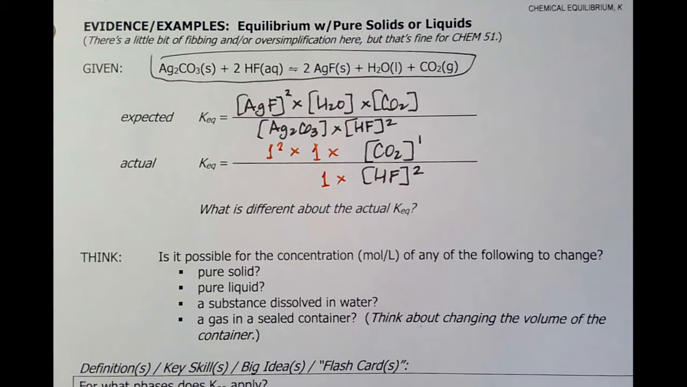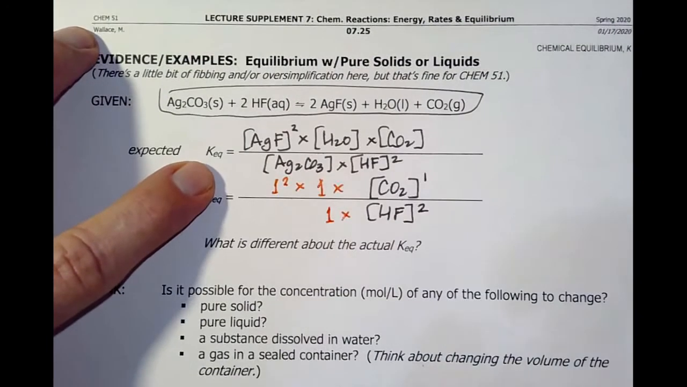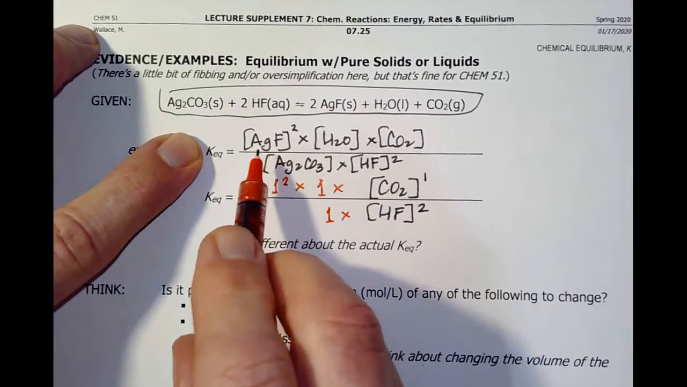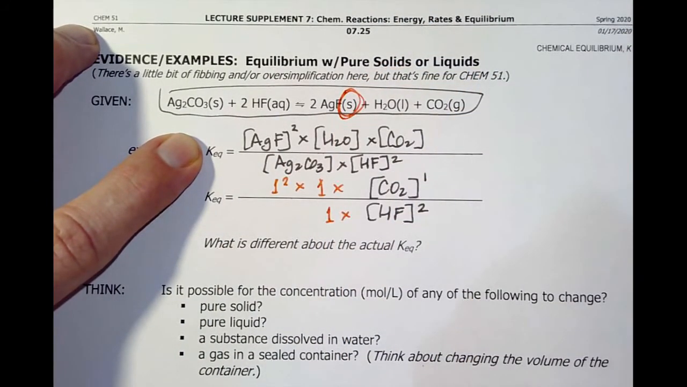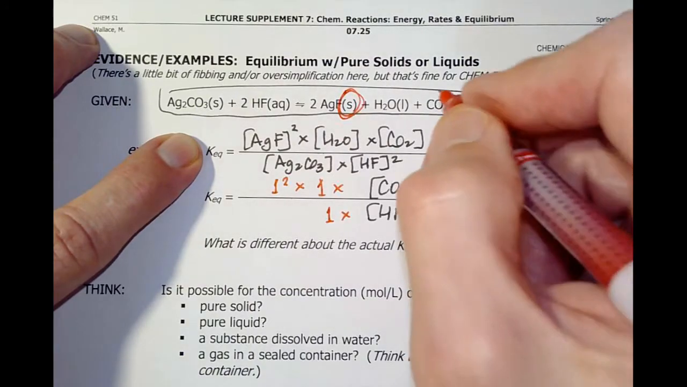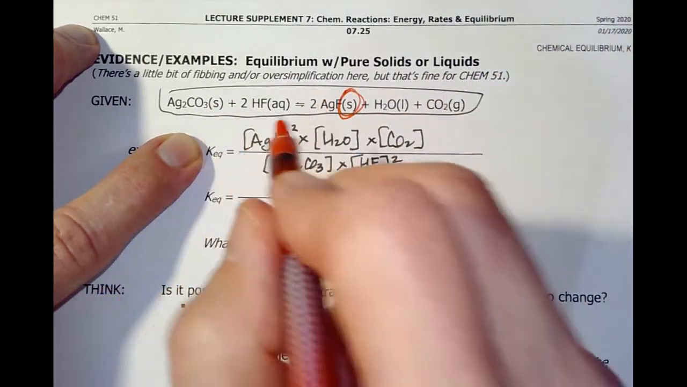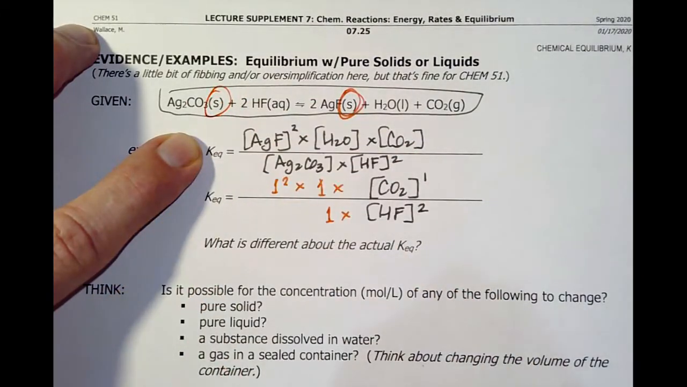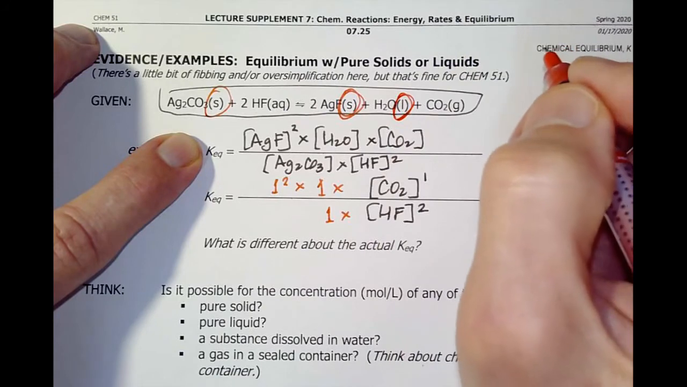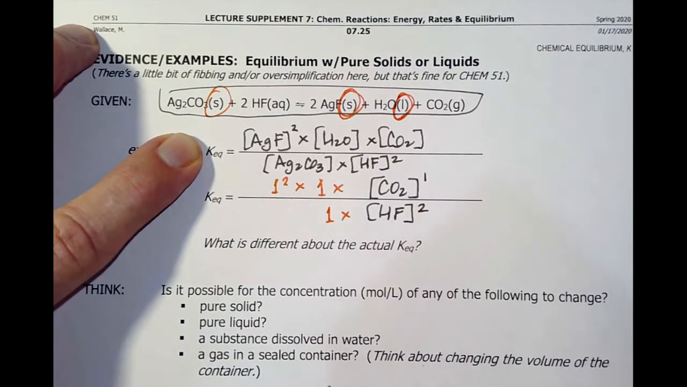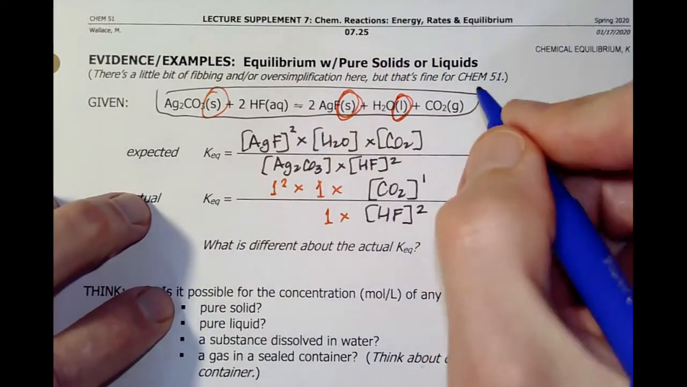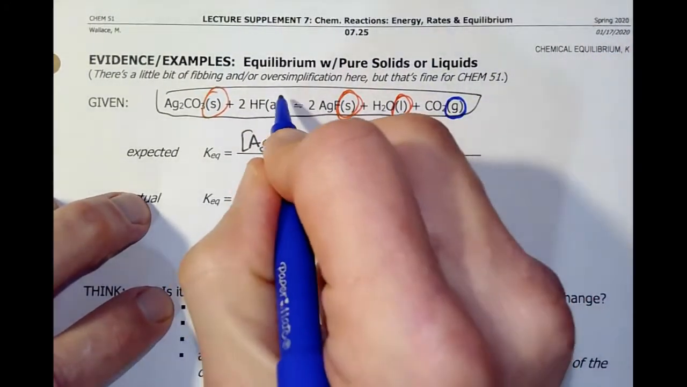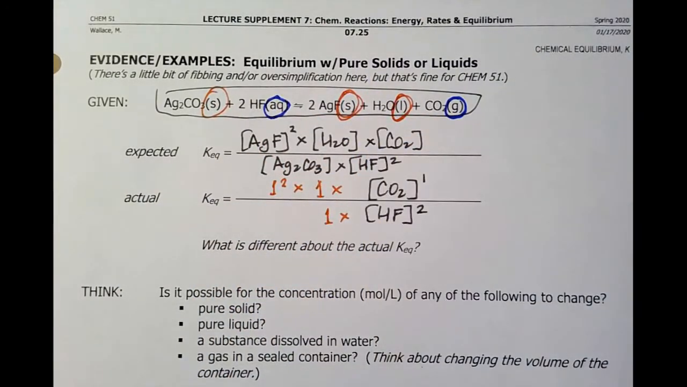And say, well, wait a minute, 1 squared, what do these have in common? Well, if I look at the Ag or the AgF, it's a solid. Let's look at this one. Ag2CO3 is a solid, and I plugged in 1s. Water's a liquid. I plugged in 1. The only things that showed up in my equilibrium expression were aqueous and gas.